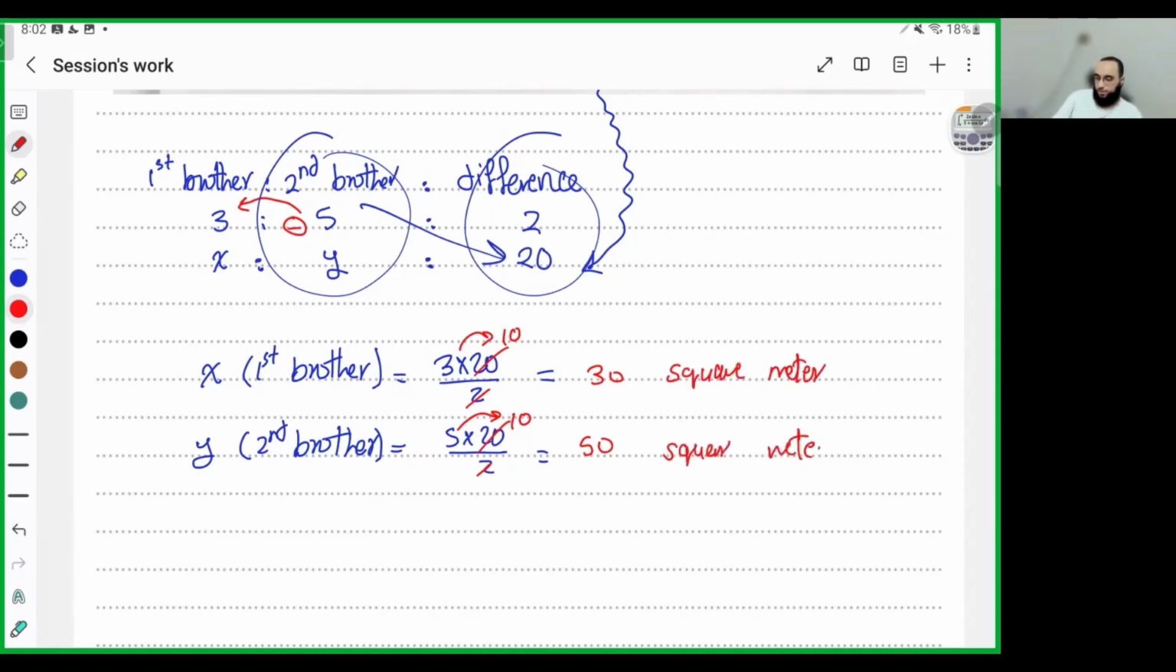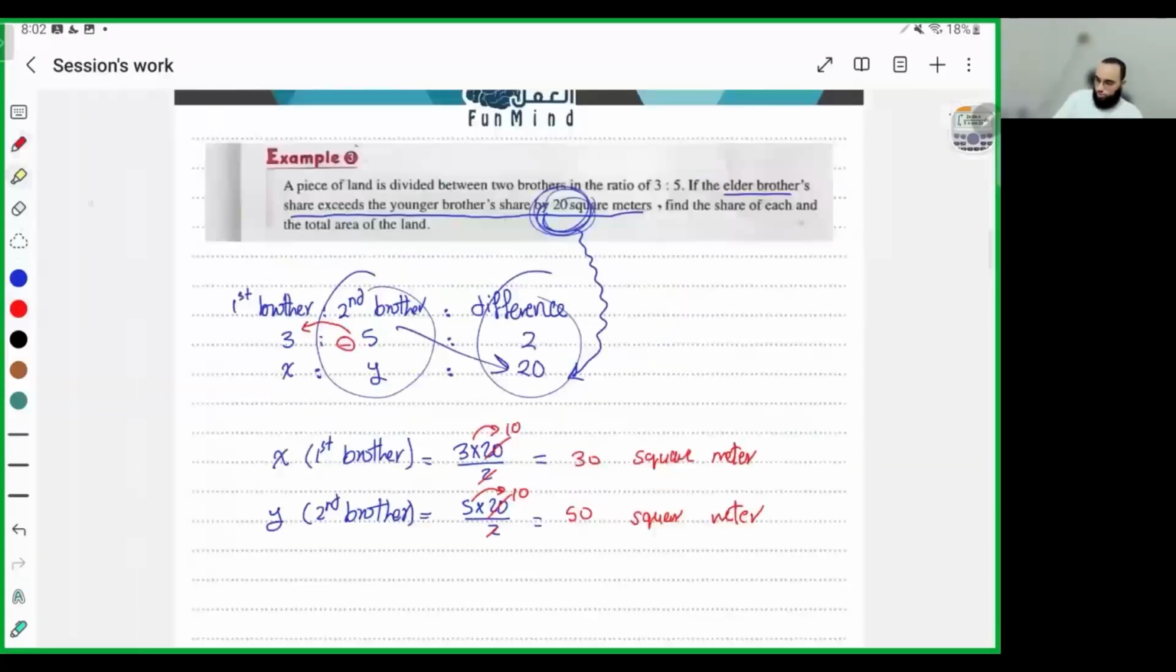Here in the question, he wrote it's 20 square meters. Then this is 30 square meters, and this is 50 square meters. If you want to check your answer, subtract them together right now. Get the difference between the actual results. 50 minus 30 gives you the 20, which was in the question. That's it. We are correct.